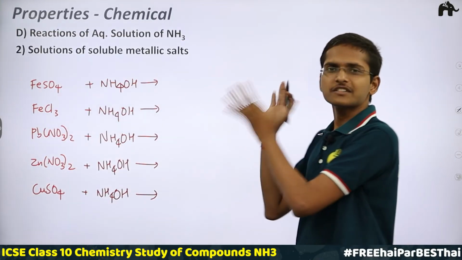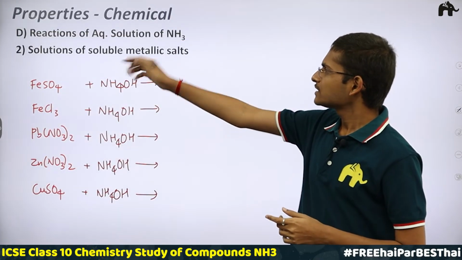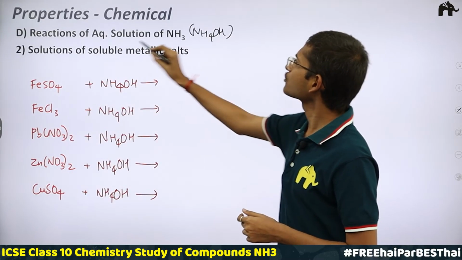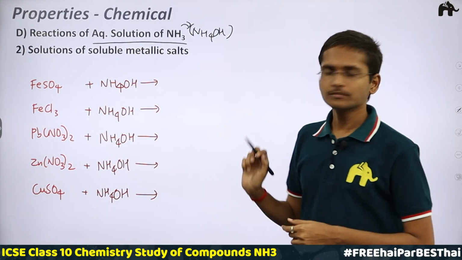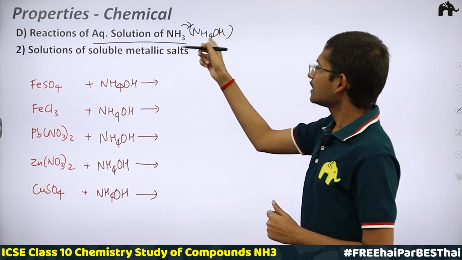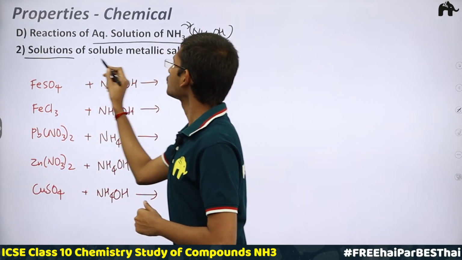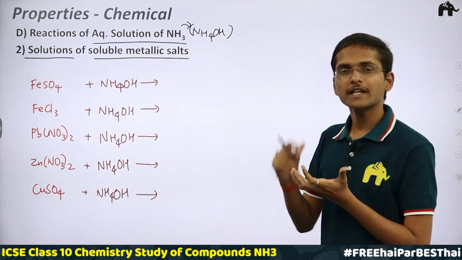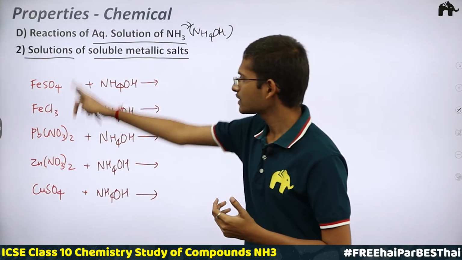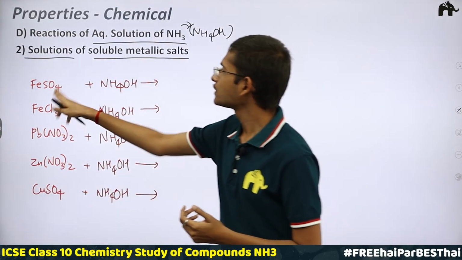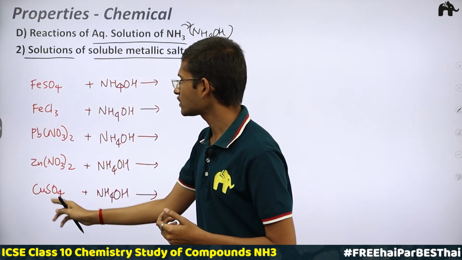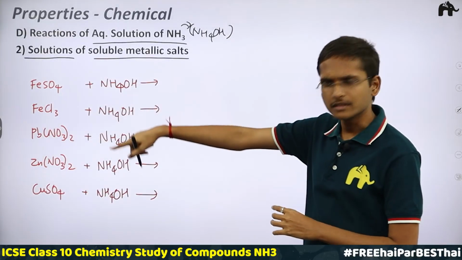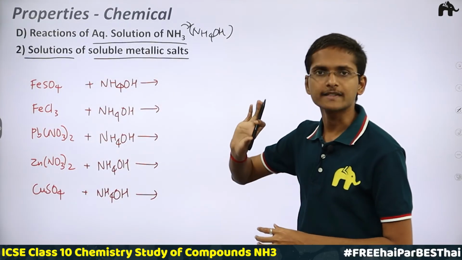Now the last type of reactions, the second type of reactions of NH4OH, that is, the aqueous solution of ammonia. Here is the reaction of NH4OH with solutions of soluble metallic salts. We have some metallic salts which are soluble, and we make their solutions. All these metallic salts are soluble, so we can get a metallic salt solution. Clear? In our syllabus we need to study only this, so that's why I have taken only these examples.